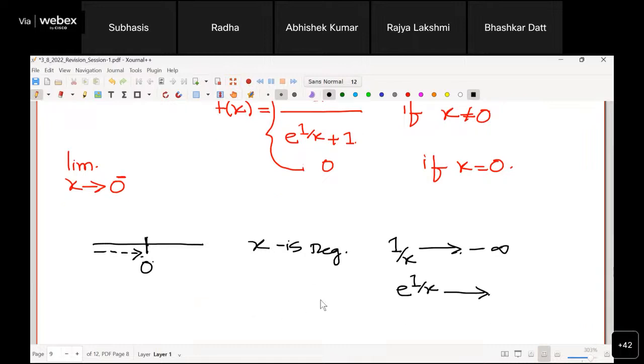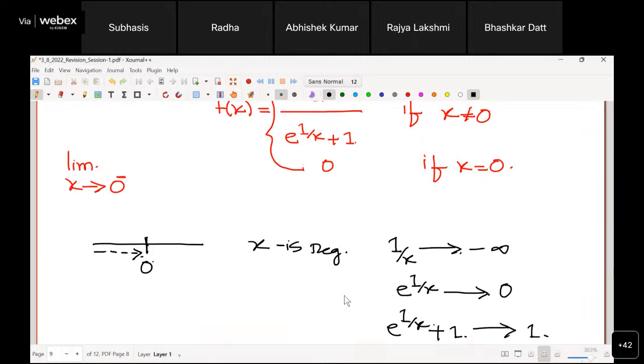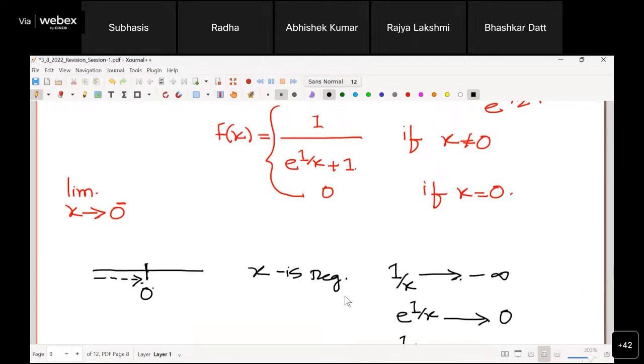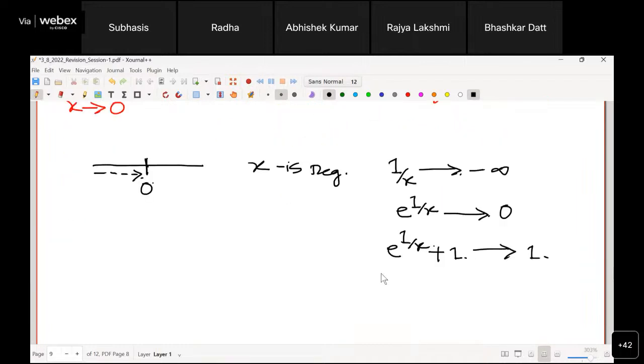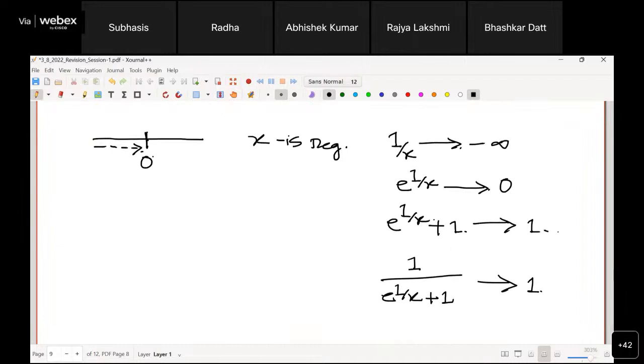So that means e power 1 by x will go towards 0. And that means e power 1 by x plus 1 will go towards 1, right? I can take the reciprocal; in that case also it will go towards 1. So that means the left hand limit of this function is 1. Clear why the left hand limit is 1?